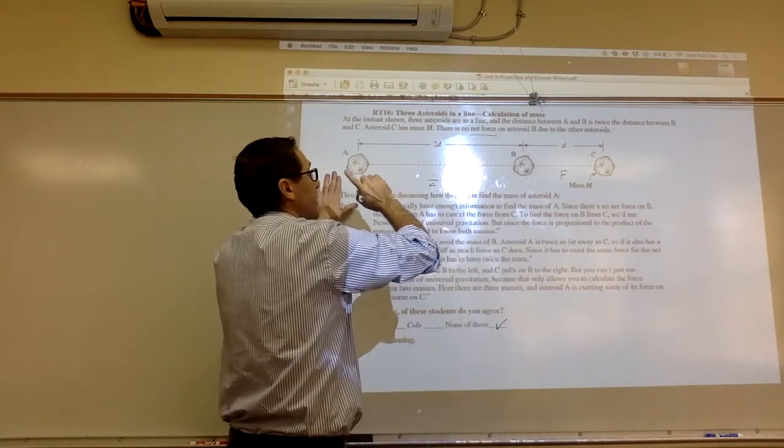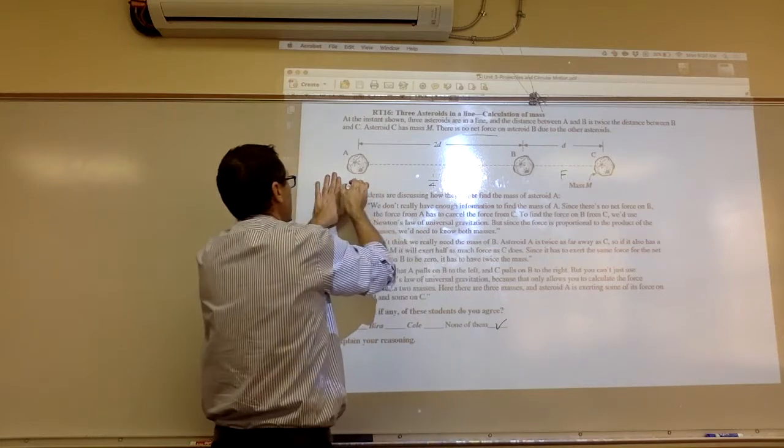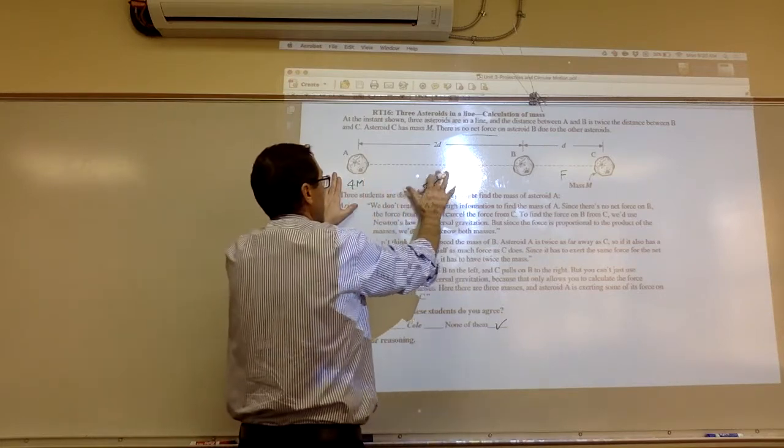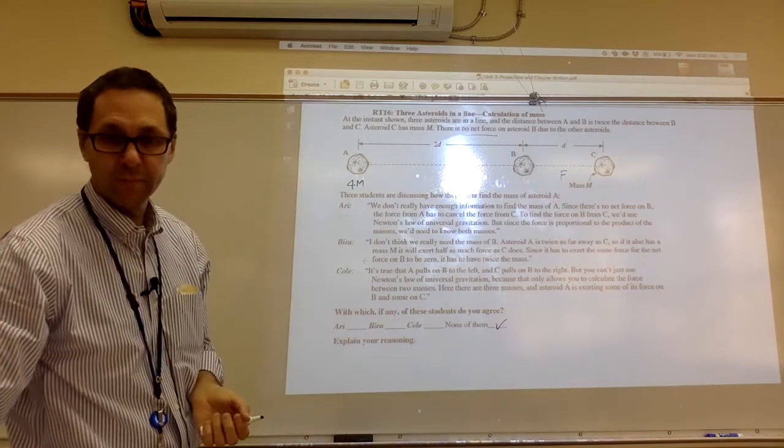I'm not saying it's not moving. There is no net force. So in order to end up with F here, I think this has to be 4 times as much, right? Because it's directly proportional to the product of the masses.